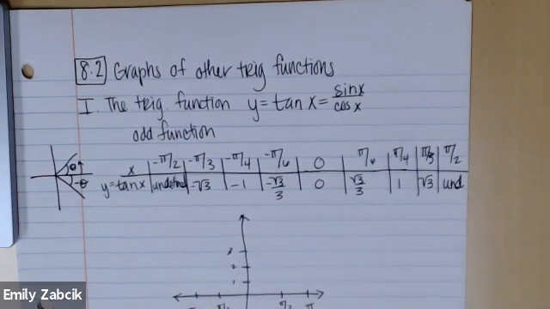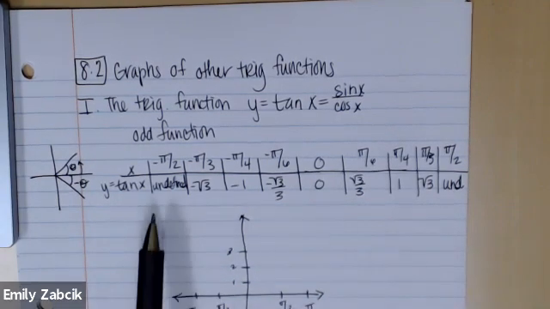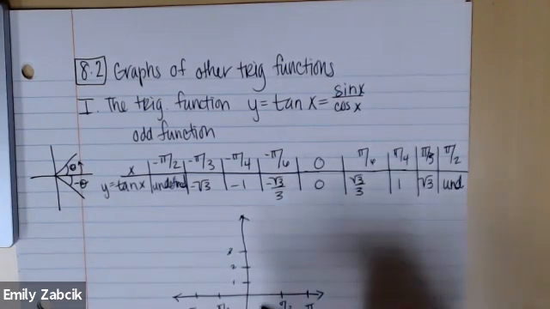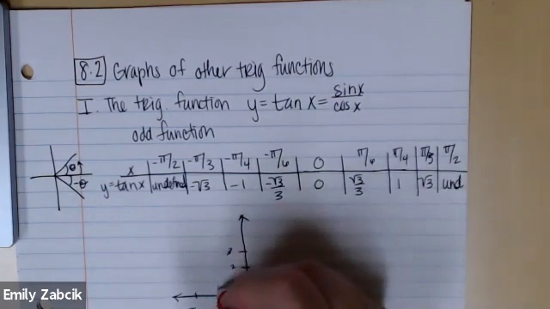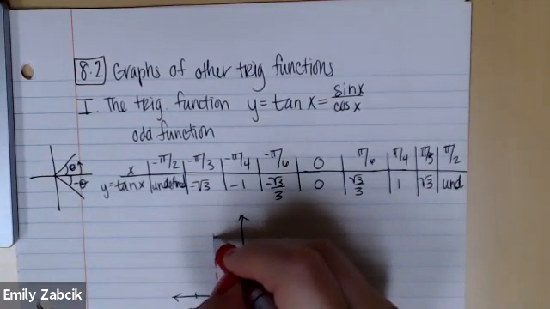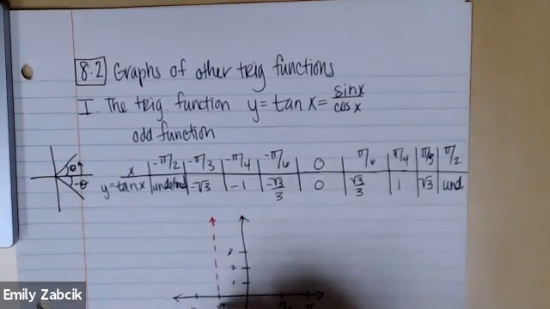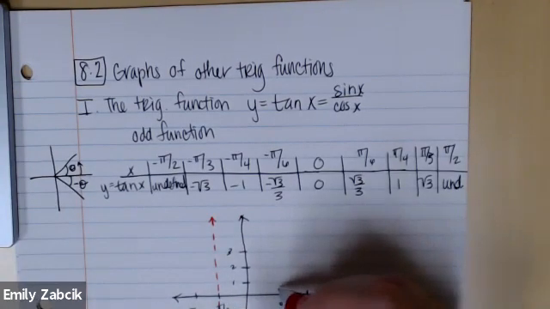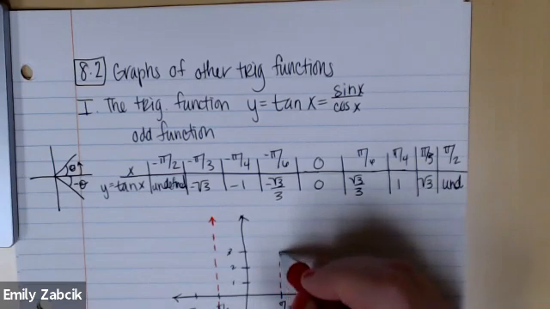And what this graph looks like is, you can see that at negative pi over 2 and pi over 2 it's undefined, and that's because there is a vertical asymptote here. So I'm going to take a different color here so you can see that this is not my function, nor is it an axis. It's just an imaginary line that we're not going to be able to touch.